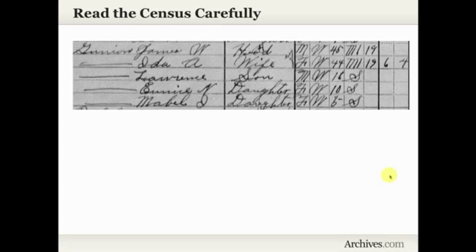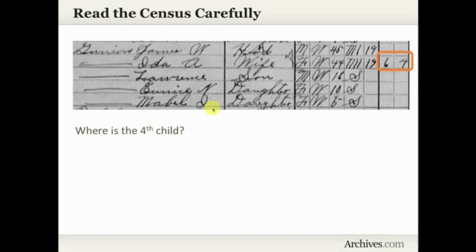Can't stress enough how important it is to read the census carefully, both to get an accurate picture of the family, but also to give you clues for more research. So here we have the James and Ida Guinan household. This is from 1910. And we note that Ida has had 6 children, 4 of whom are still living. Well, here's 3 of them. We have Lawrence, Eunice, and Mabel.